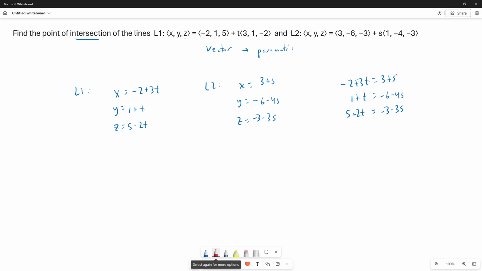So the 2 by 2 system that we see here will likely have a unique solution, because this represents the intersection of 2 lines in the xy plane. And then when we find that point of intersection, it may or may not solve this third equation. So first we'll solve the first 2 equations simultaneously for s and t, and then we'll check that the third one is solved. And if it is solved, then we have a point of intersection.